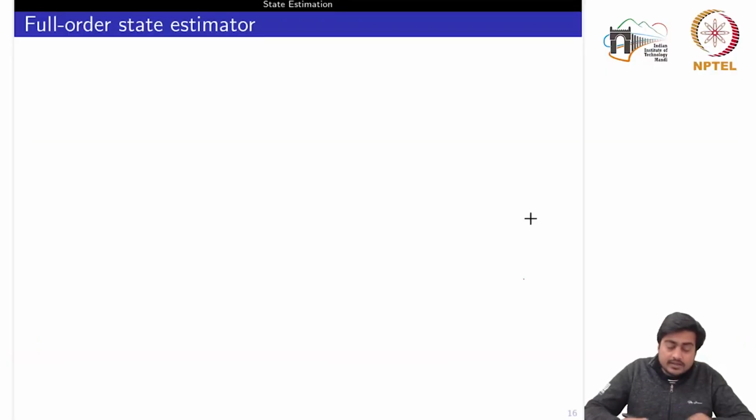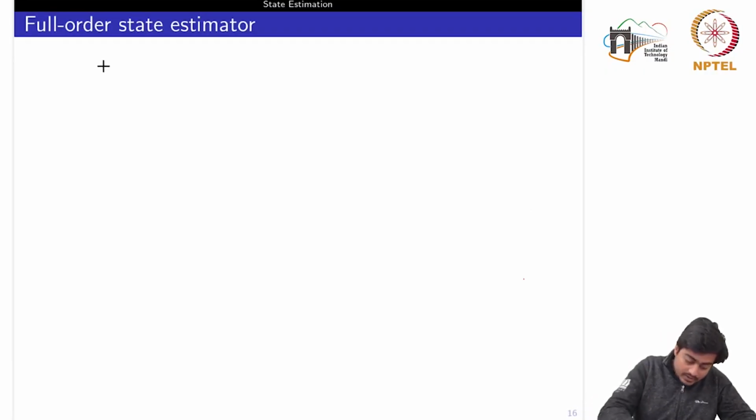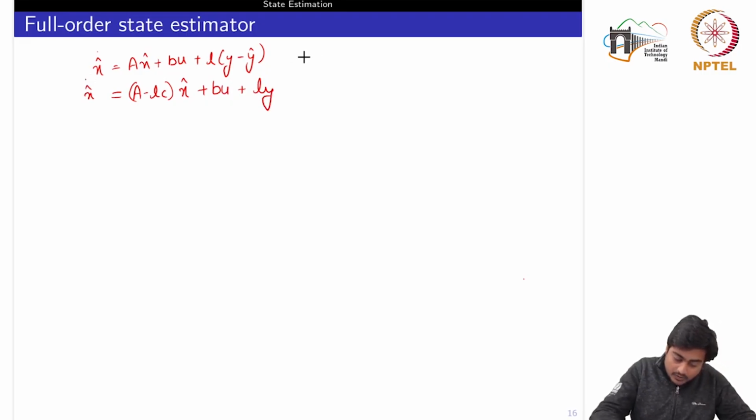Okay, so in the last lecture we had seen the two approaches for designing the observer. So the first observer we had seen is given by x hat dot is equal to Ax hat. Then we added one term which signifies y minus y hat, right? And we also parameterize this in the form x hat plus Bu plus Ly. Okay. So this was one observer.